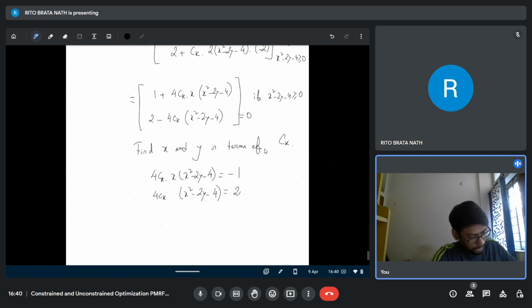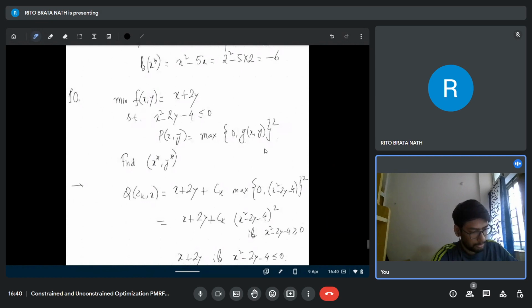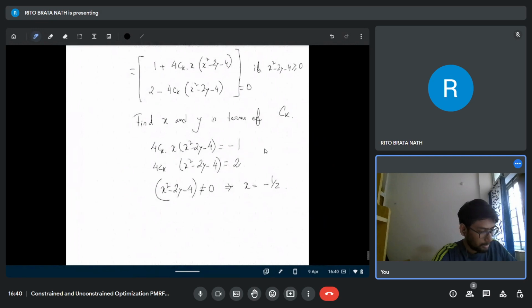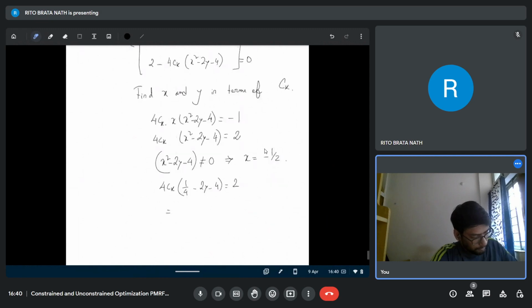so assuming, so x squared minus 2y, if it is not equal to 0, this implies x equals minus half. But yeah, there are no restrictions on that. So when x equals minus half, you can also find out y. So that's 1/4. So that's 1/2 ck.